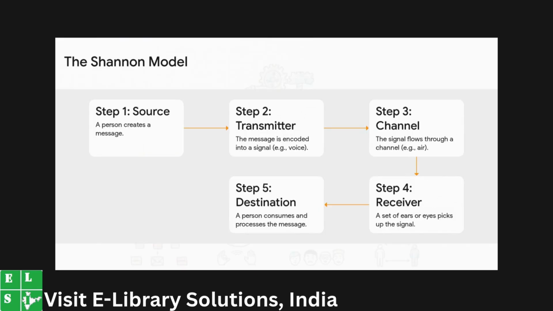Okay, so this is the classic blueprint, the Shannon model of communication. Let's walk through it. First, it all starts with the sender. That's you having an idea. Then you encode it. You turn that idea into words, maybe pick an emoji. After that, you use a transmitter, like your voice or your thumbs on a keyboard, to send it out.